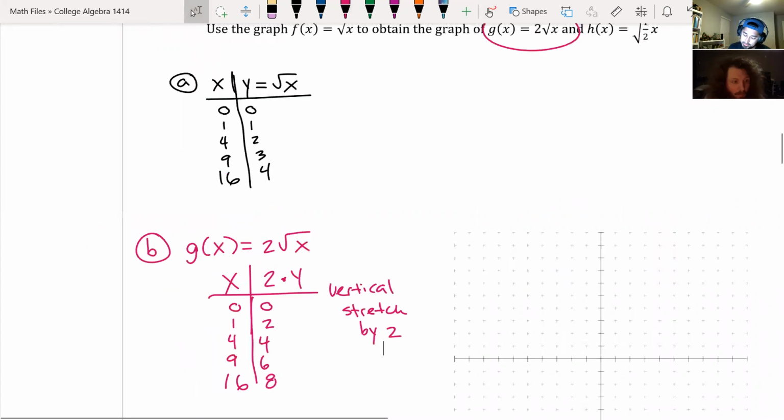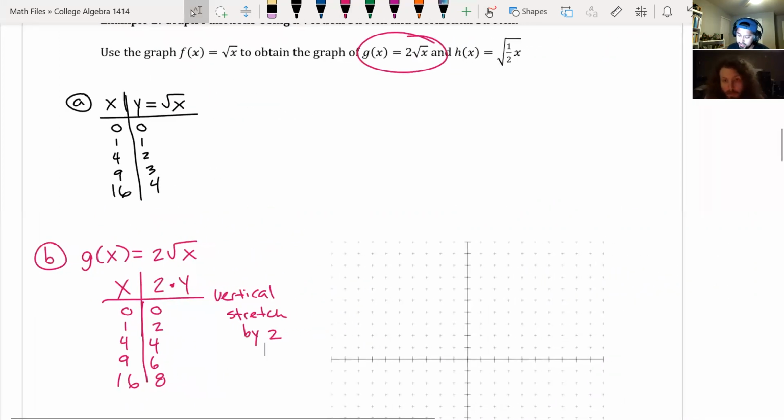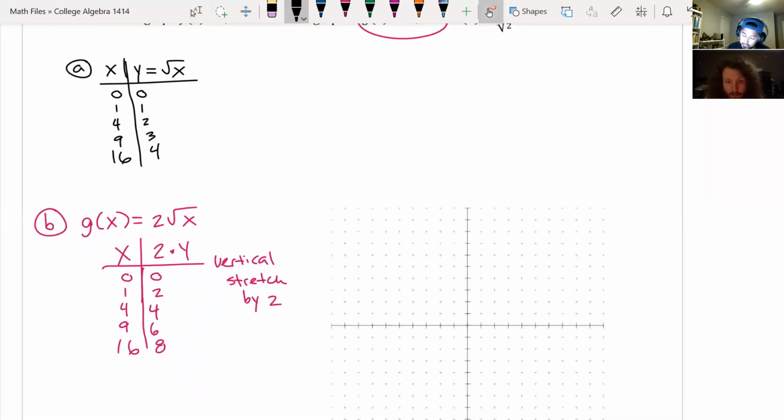Okay. And like I said, before we continue on, let's go ahead and graph what we have. So I'll graph the parent function.